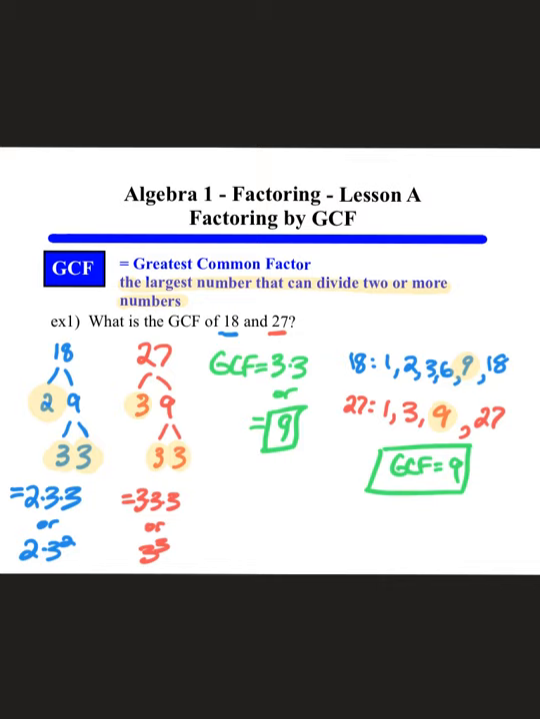What we're now going to do is apply this idea to polynomials, and specifically we're going to combine these two ideas of a prime factorization as well as listing out all the factors. So let's start with example 2. Here we have the GCF of 6x squared y and 9x cubed y squared. We're going to once again try and figure out what factors these two values share in common.